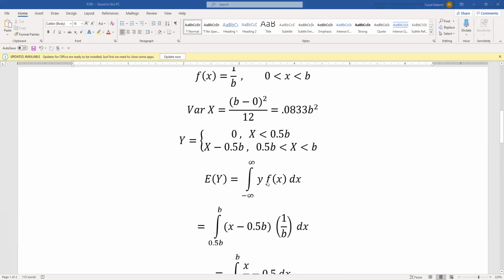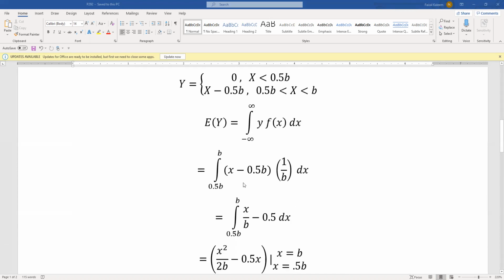E of y, as usual, is the integral of y against f of x, and y is x minus 0.5b when x is between 0.5b and b, otherwise it's 0. So that's the only part of the integral that contributes. Here there are multiple ways of doing this integral. I've adopted the more common way. Another way is to pull 1 over b out and then realize that this is just (x minus 0.5b) whole squared by 2. Maybe that's a bit shorter, but we're just learning another way here.